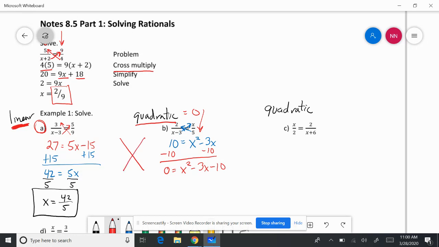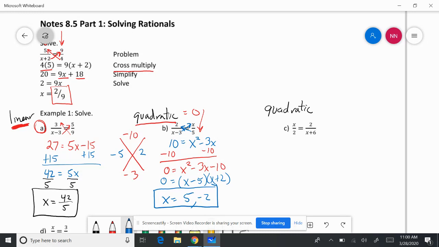What I'm going to do is I'm going to factor this. Two numbers that multiply together give me negative 10 and add up to negative 3 would be negative 5 and 2. So what I have is x minus 5, x plus 2. So I have two answers, 5 and negative 2.